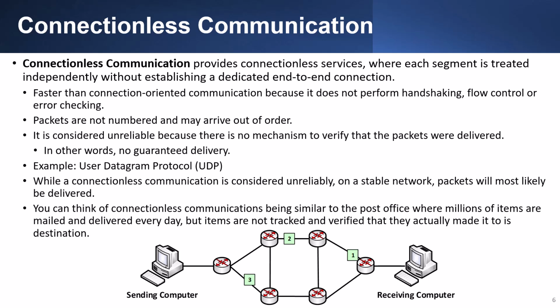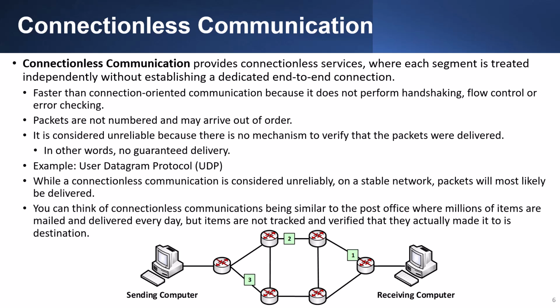Connectionless communication provides connectionless services where each segment is treated independently without establishing a dedicated end-to-end connection. It is faster than connection-oriented communication because it does not perform handshaking, flow control, or error checking. Packets are not numbered and may arrive out of order. It is considered unreliable because there's no mechanism to verify that the packets were delivered. In other words, no guaranteed delivery. An example would be User Datagram Protocol, or UDP.